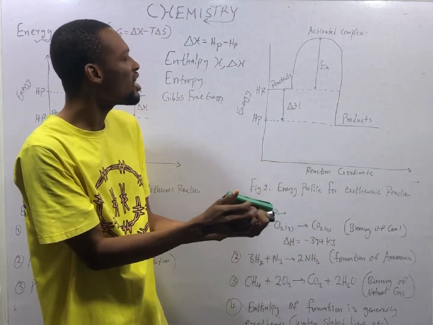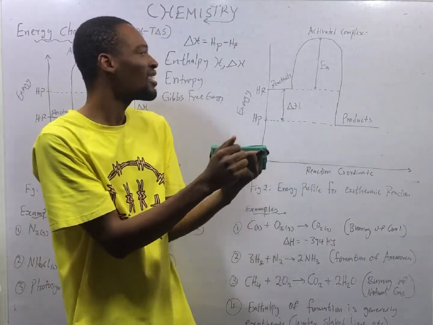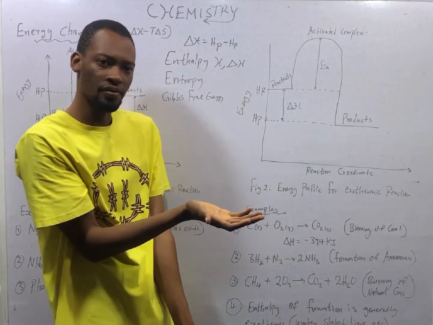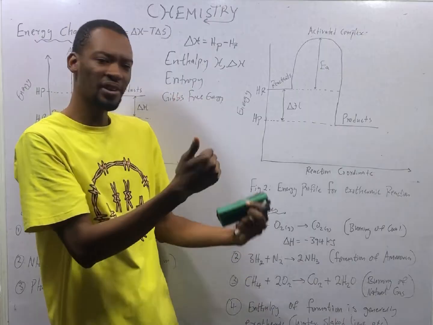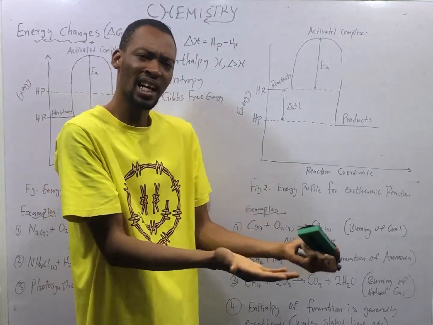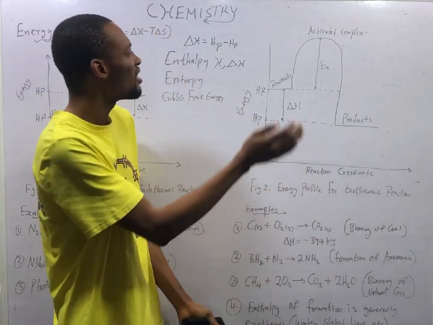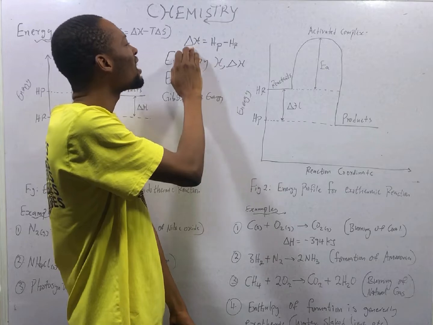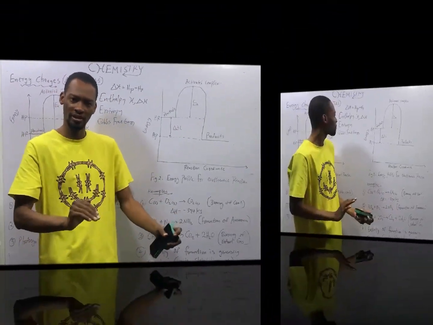Which means if the product is hotter than the reactant, the enthalpy change will be positive. If the reactants were hot and after the products are formed, the products are now cooler, it simply means that the heat of the reactant is higher than the heat of the product and the enthalpy change will be negative.